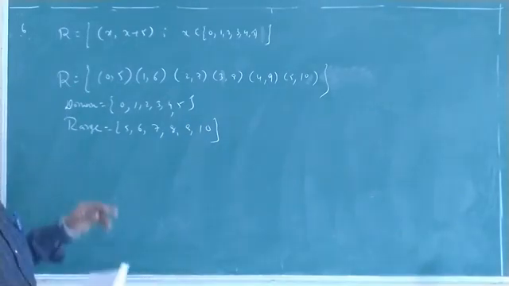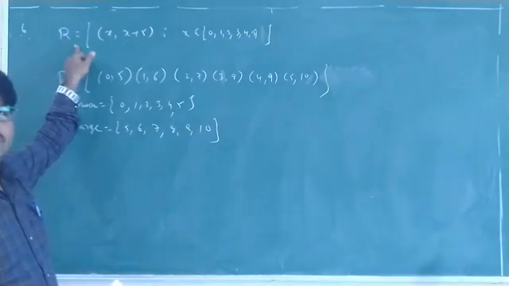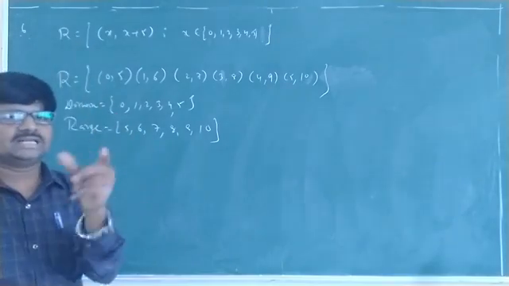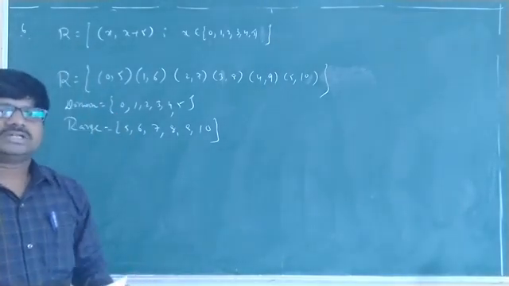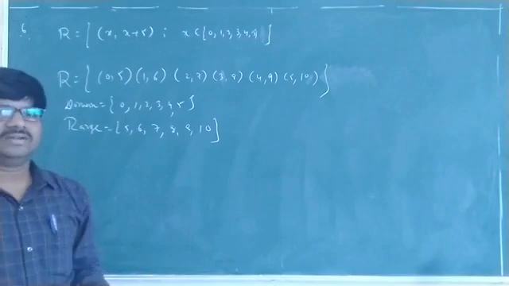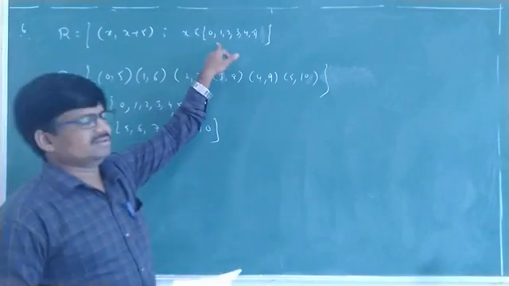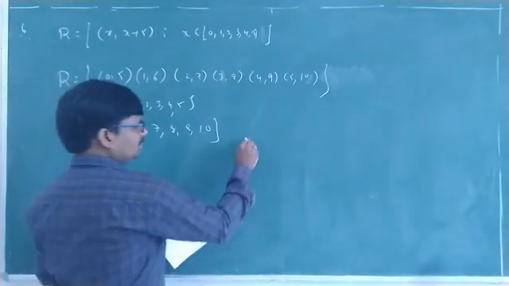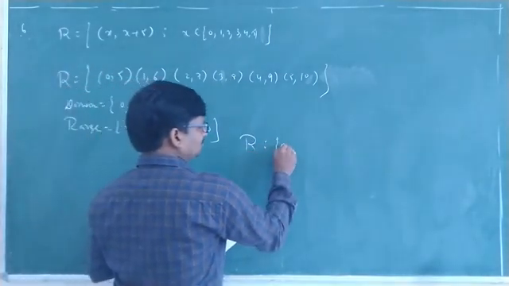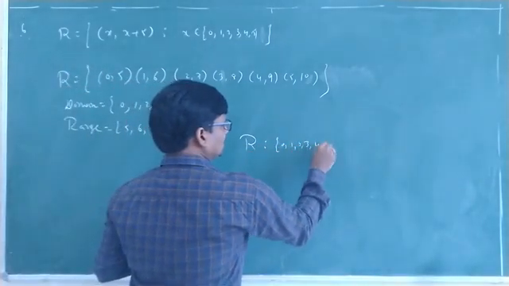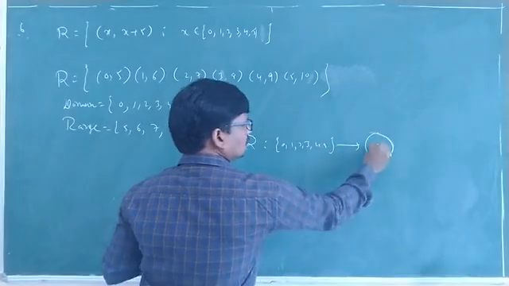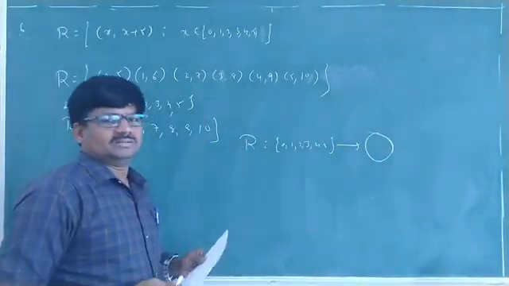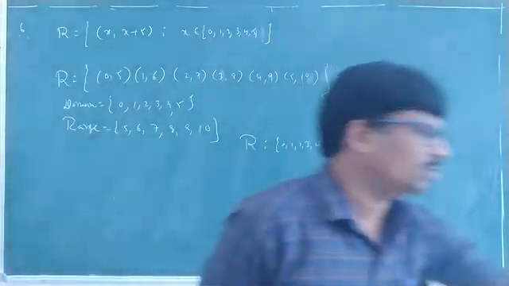Codomain we don't know. Why? Because R is a relation that is given, but from which set to which set is not given. One set is given here, but the other set is not given. That means R is a relation from 0, 1, 2, 3, 4, 5 to what? The codomain is not given here. Okay, we don't know what the codomain is, but no problem.